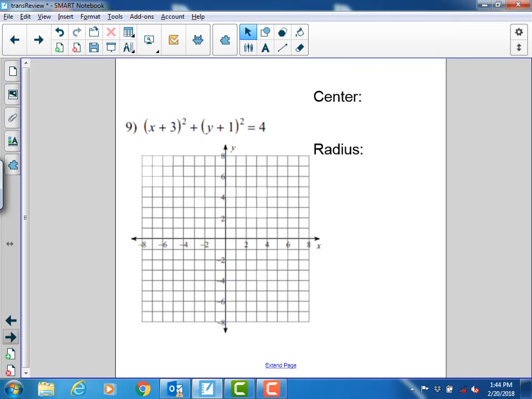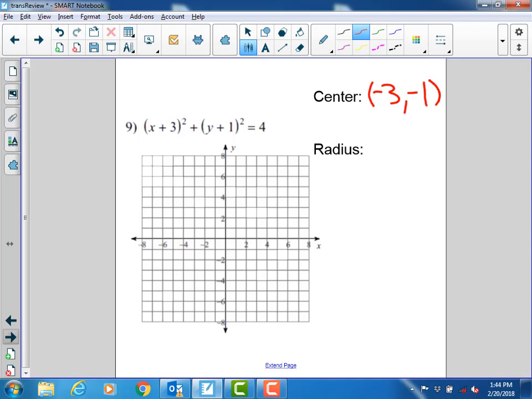All right, so circles. Remember, circles, the x and the y value of the center lie inside. So our center is at -3, -1, and we have to take the square root of 4 to get 2. So our radius is 2. So we put our center at -3, -1, and we draw 2 units out in each direction, and then we just do the best we can at drawing a circle.